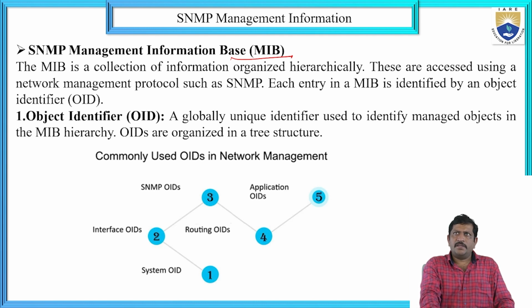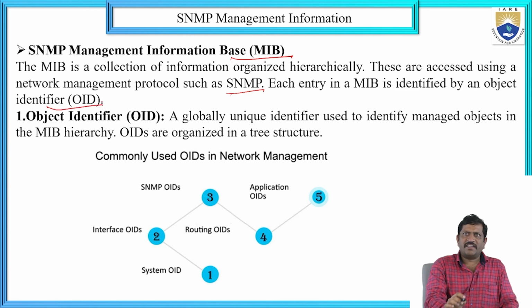Whatever data we have organized hierarchically can be accessed by using the SNMP protocol. With the help of the SNMP protocol, we can access the hierarchical information based on levels, level 1, level 2, level 3, n number of levels, arranged in the database. Generally, each entry in the MIB database is identified by an object identifier.